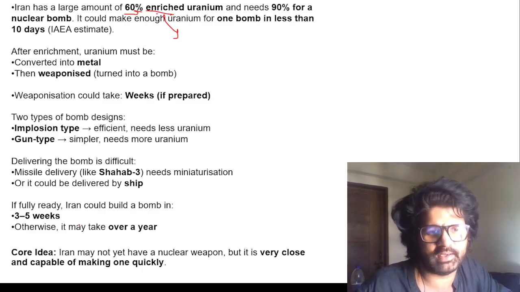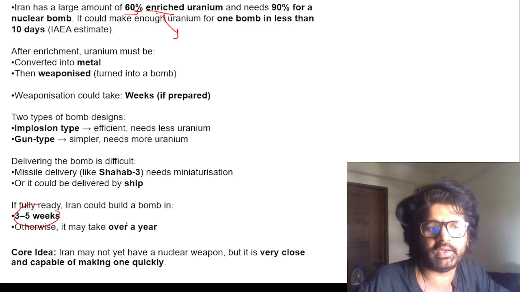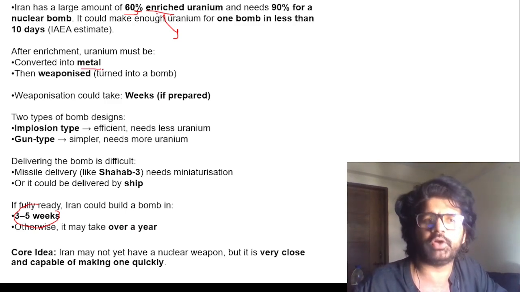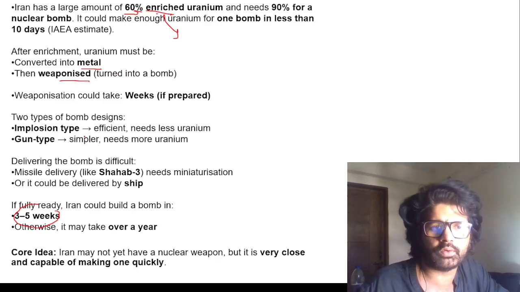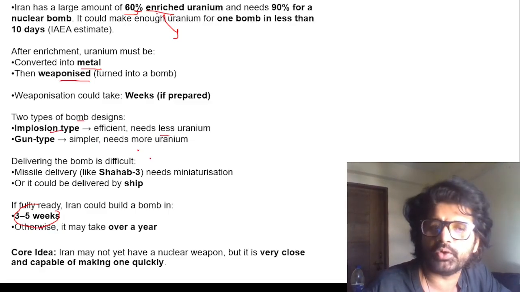There are different data. Some people say 3 to 5 weeks, Iran will make a bomb. They will enrich from 60 to 90. But after enrichment, the work is not done. Then it has to be converted to metal, weaponized, and put into a bomb. How will you make it? Different types of bombs are there. Implosion type, where you will need less uranium. Gun type, where you need more uranium.